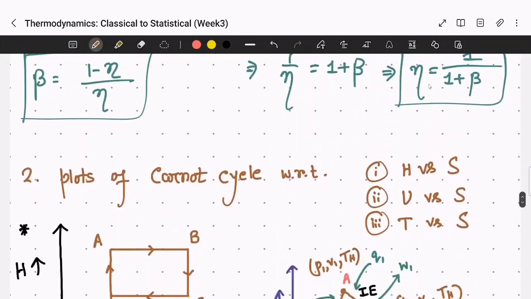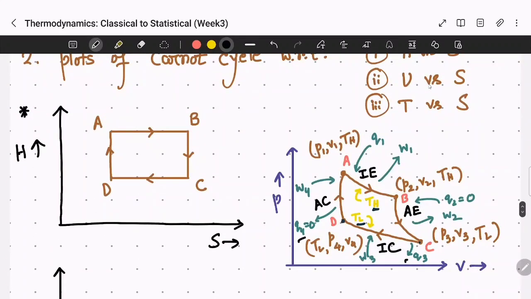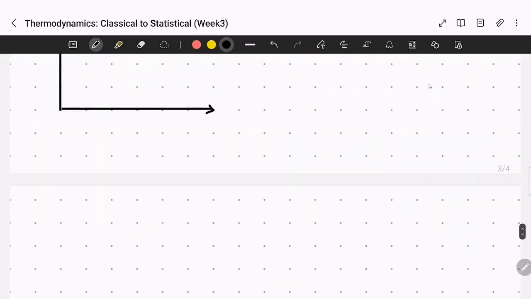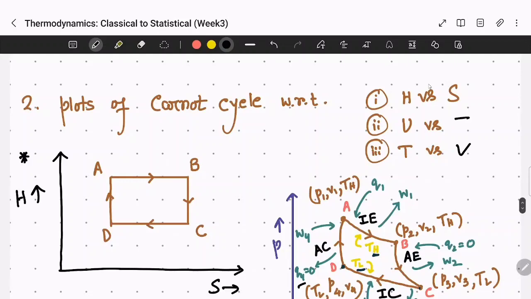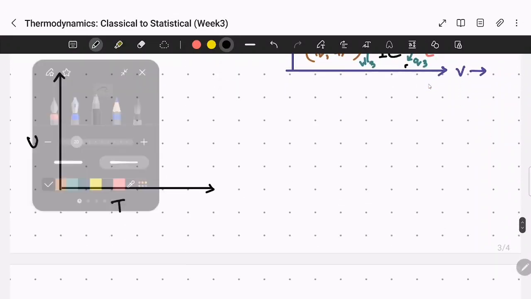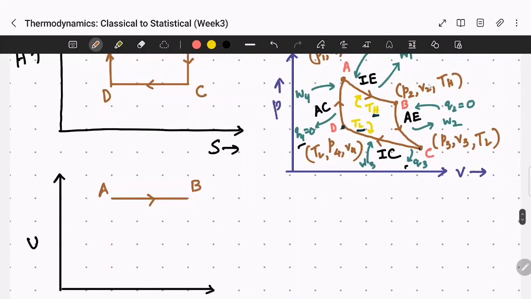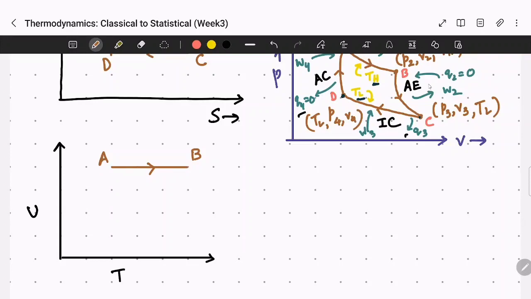Now next one is U versus S and T versus S. Similarly, this is T and V, and this is U and T. So U and T for the isothermal process will not change. For A to B, this is isothermal expansion. Next is adiabatic expansion. Now for adiabatic expansion, temperature is not constant. You can see temperature is changing from TH to TL. So what is happening to temperature, is it increasing or decreasing? That we have to understand.